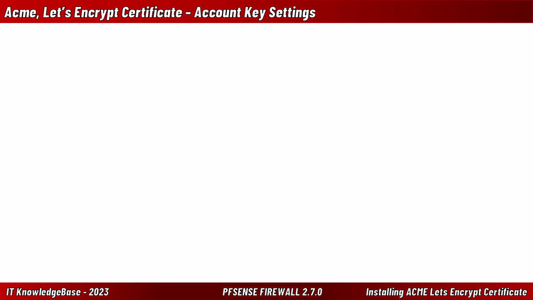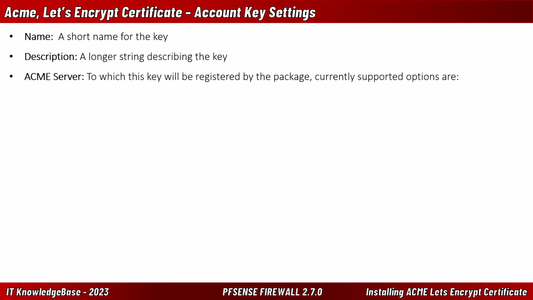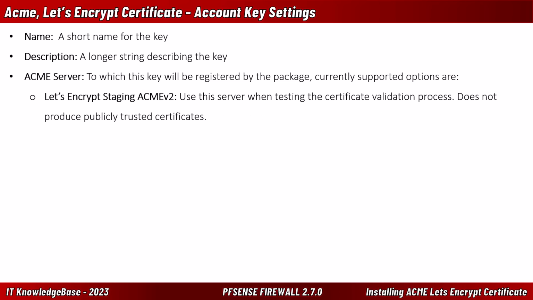Account key settings. You must set up an account key before configuring your certificate. An Acme account key has the following settings: name, a short name for the key; description, a longer string describing the key, and here you should reference the relevant purpose; Acme server, to which this key will be registered by the package. Currently supported options are Let's Encrypt staging Acme version 2. Use this server when testing the certificate validation process. Does not produce publicly trusted certificates.